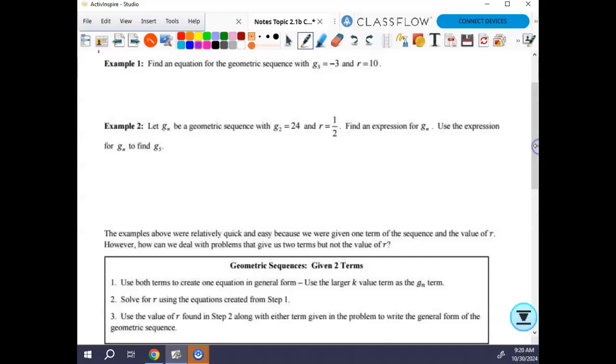So when I look at this, they've given me everything I need. They've given me G sub 3. They've given me R. I can label that G sub K. So then we're going to write out G sub N equals G sub K times R to the N minus K power. So you take that and the information they gave us, and you write out an equation for G sub N. It's just like what we did on the front. You just substitute and stuff in.